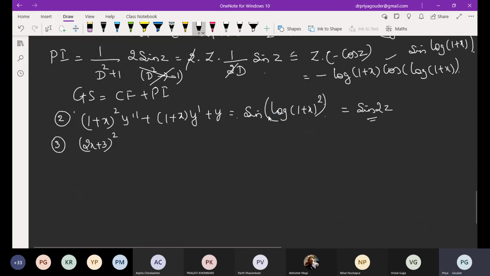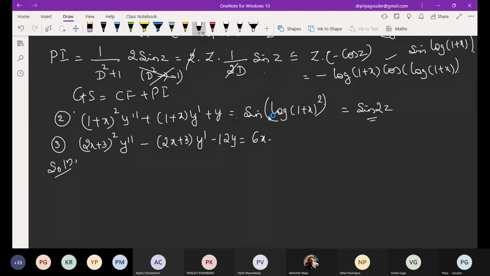Yes, ma'am. Okay, after internals you can do it. No worries. Right. 2x plus 3 the whole square y double dash, minus 2x plus 3 into y dash, minus 12y is equal to 6x. First confirmation, is it Cauchy's, Legendre's, or the first part? Confirm.